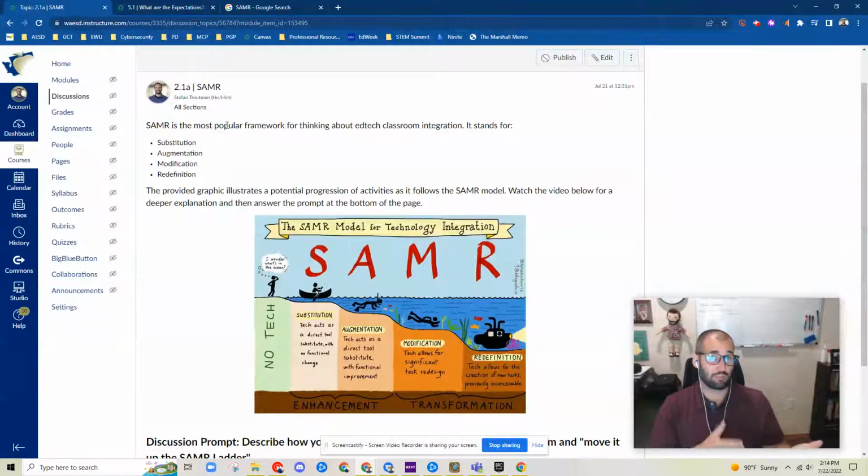There is a place for substitution, absolutely. Like flashcards, digital flashcards. That's a good use of tech for substitution. There's nothing wrong with that. This is not a rubric. That's really important to remember.